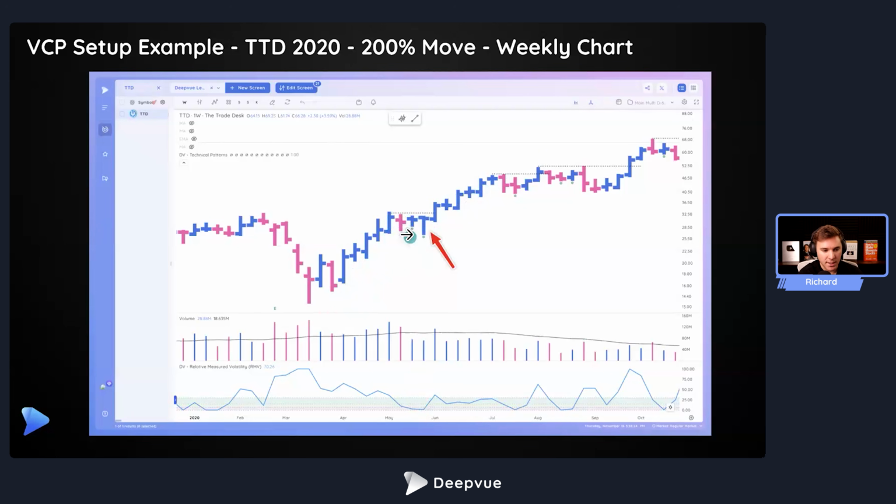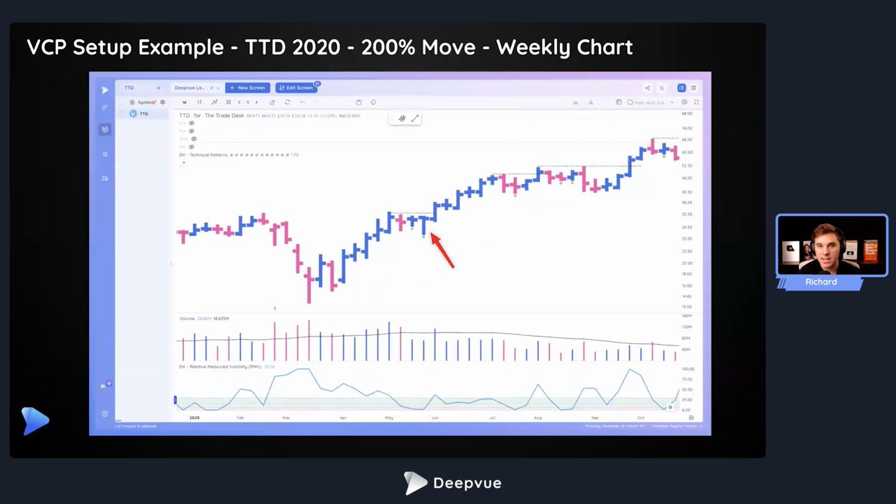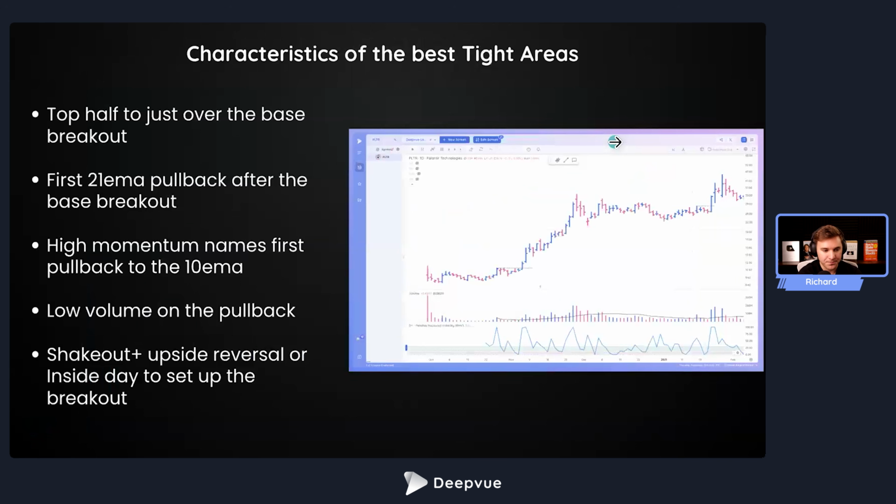And you might notice these dots here. We have a technical patterns Deepvue indicator, which allows you to plot on the chart a dot anytime RMV goes below a certain value that you set. So if you want to highlight whenever RMV goes below 5 or below 2, you can have a dot plotted on your charts in Deepvue that identifies that part. So it can help with your execution and identify those tight areas in addition to using the standard indicator.